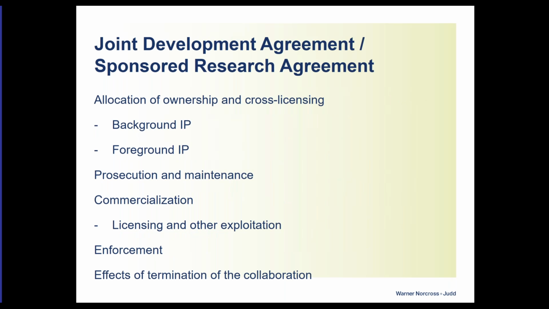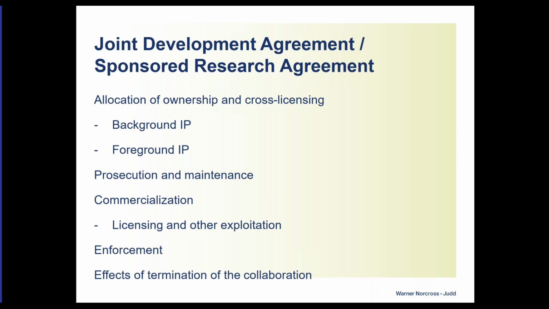Next type of agreement we'll talk about are the joint development sponsored research agreements. These will include similar provisions. The most important for this discussion can include the allocation of ownership and cross-licensing. So ownership, when two parties want to work together, can be difficult.